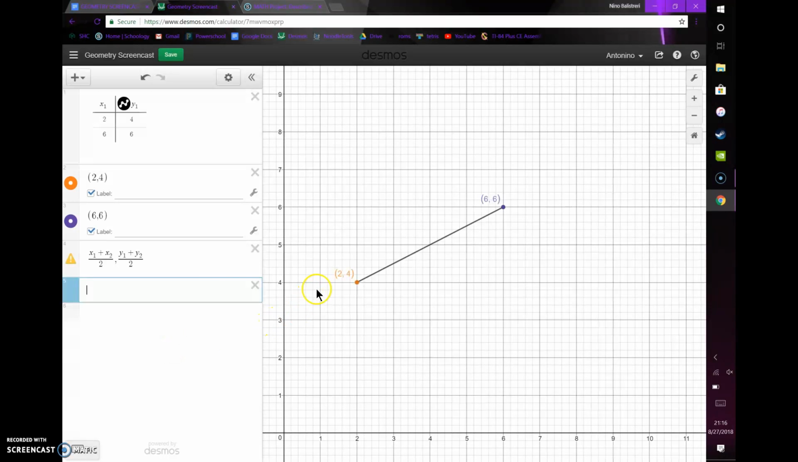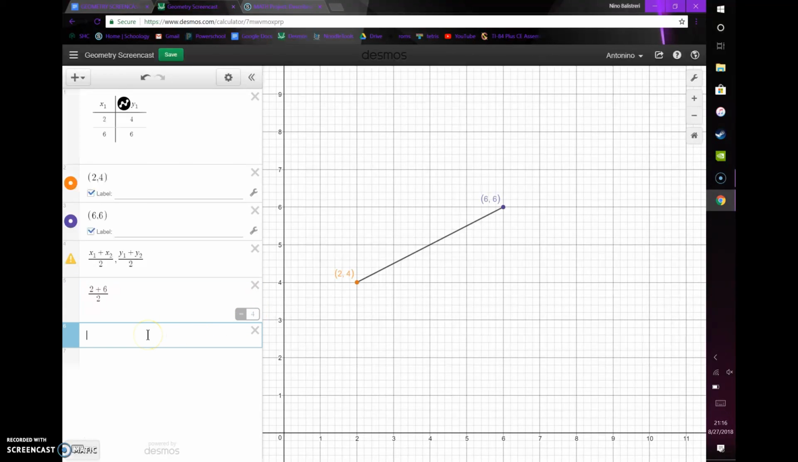Here we have our line segment that stretches from (2, 4) to (6, 6). Here's the midpoint formula: x1 plus x2 divided by 2, and y1 plus y2 divided by 2. If you plug the numbers in, you get 2 plus 6, all divided by 2, which is our first x value, 4.